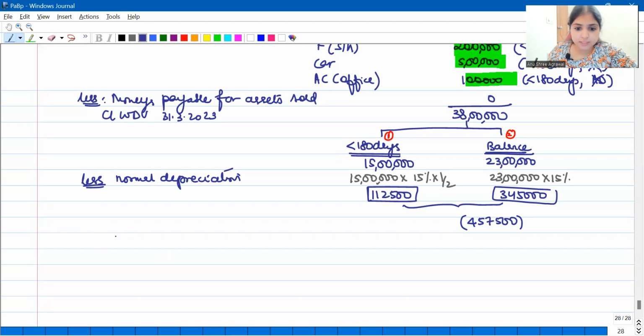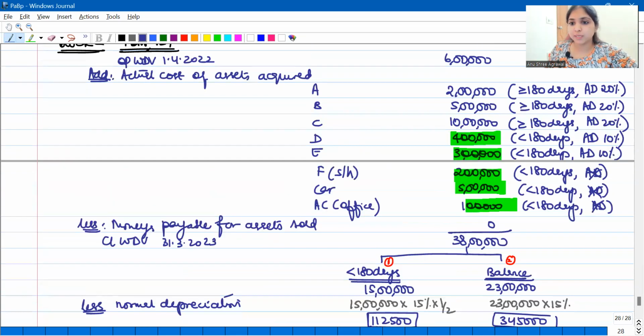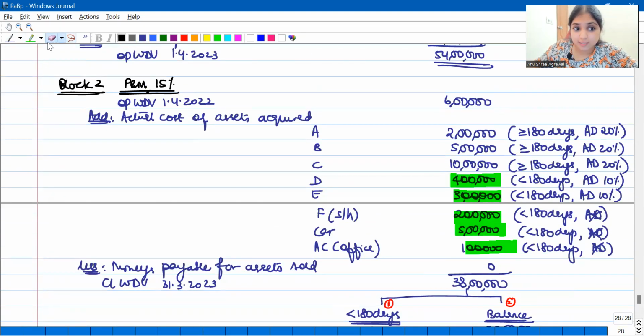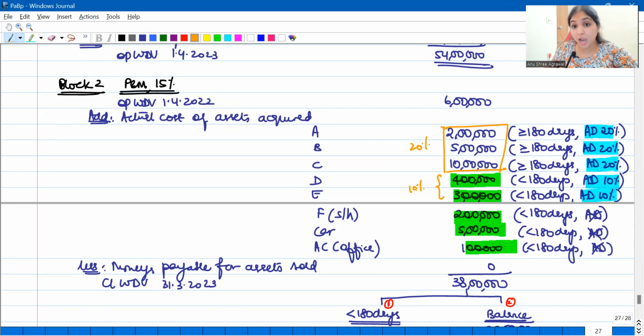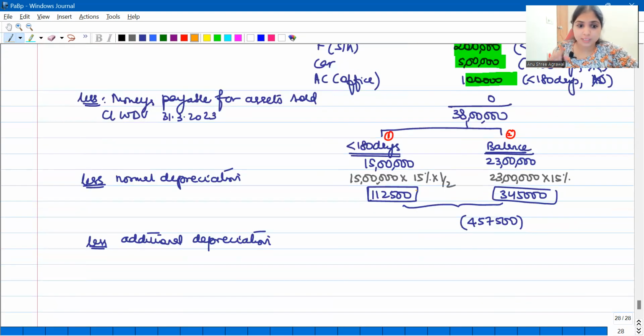Okay, then after this, we'll have additional depreciation also in this question, guys. So in addition to normal depreciation, you will also get additional depreciation. Here you have to be a little careful. Listen to me, I'll give you time to write. You're getting additional depreciation for 5 assets. Out of these 5 assets, for these 3 assets, you're going to get the full 20%. And for these 2 assets, you're going to get only 10%, only half, because less than 180 days. So be a little careful.